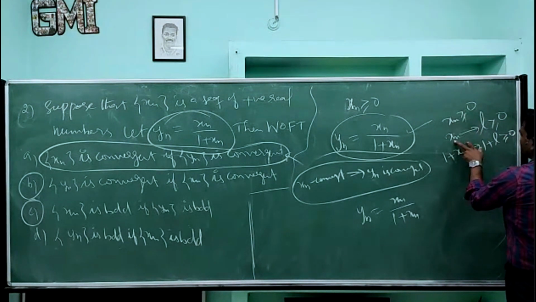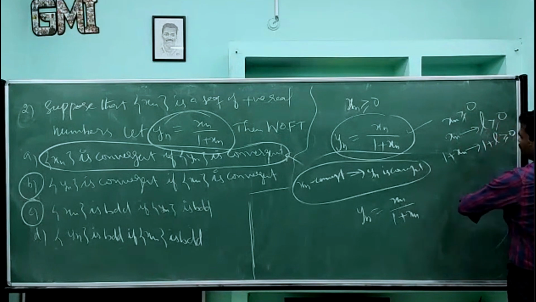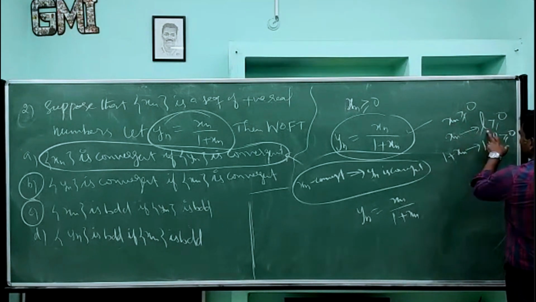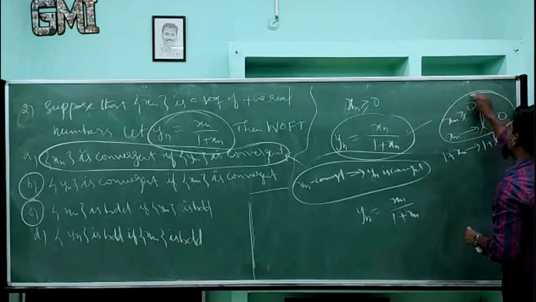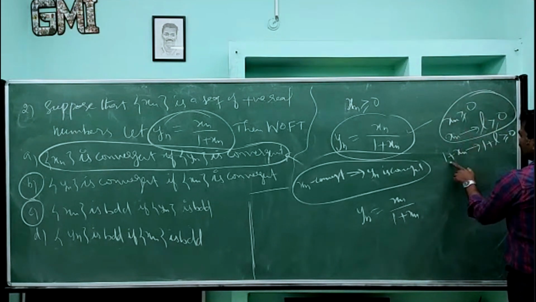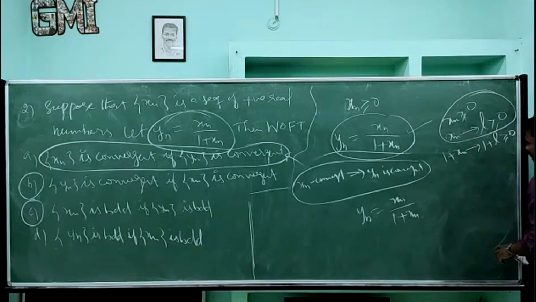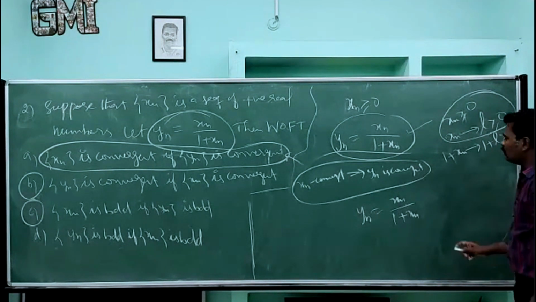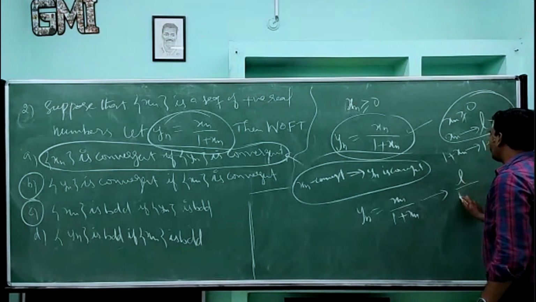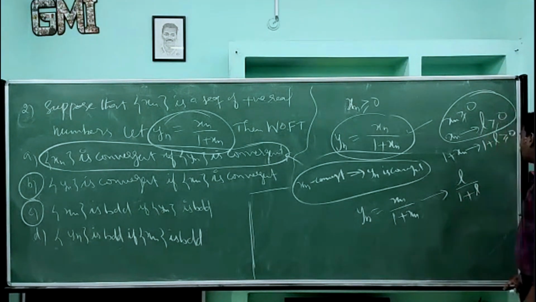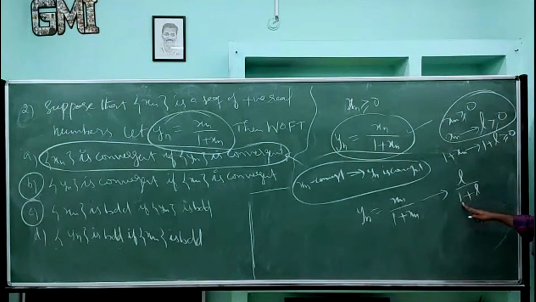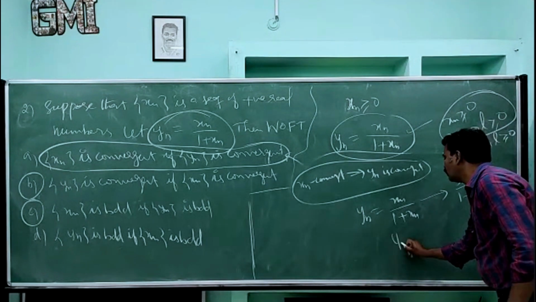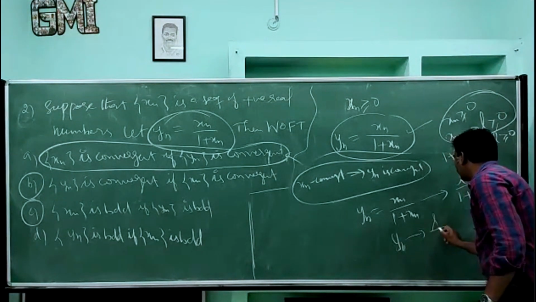Xn's are non-negative, so the limit is also non-negative. This is a theorem already in sequences: if xn is convergent, then 1 plus xn is also convergent, and it converges to 1 plus L. L is non-negative and 1 plus L is positive, so always greater than or equal to 0. So L by 1 plus L is valid, and yn converges to L by 1 plus L.